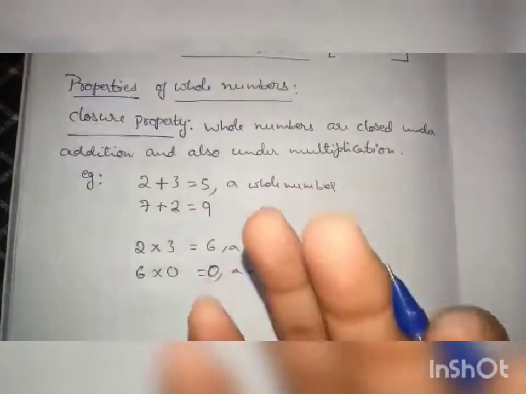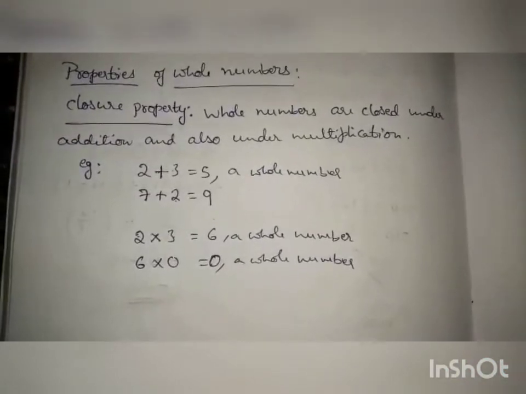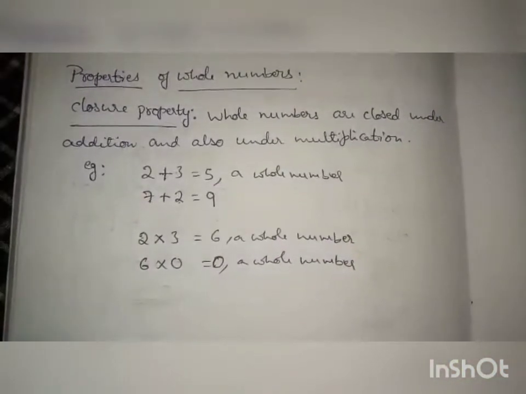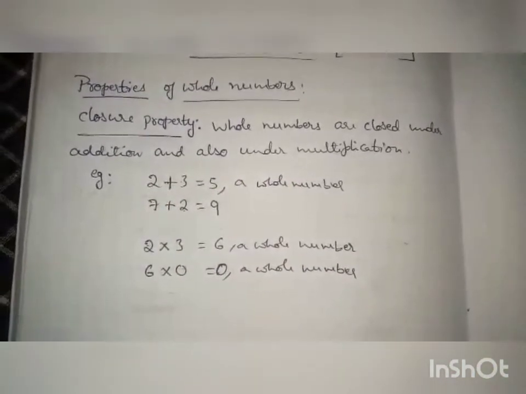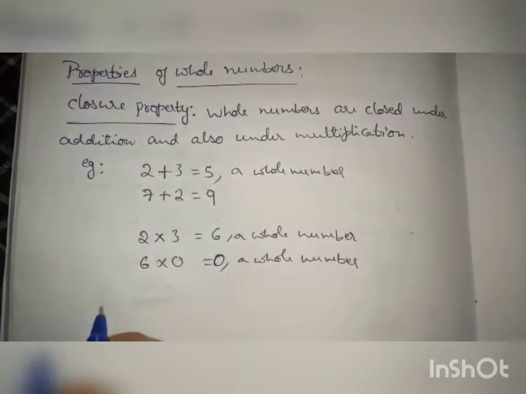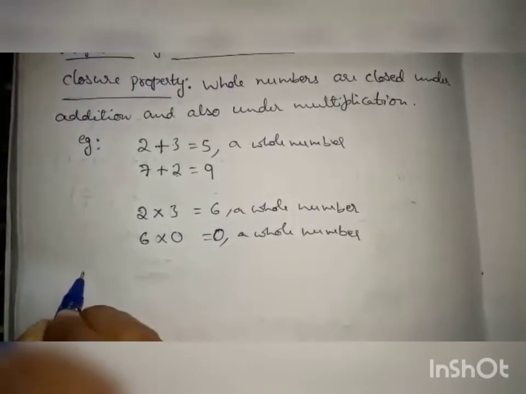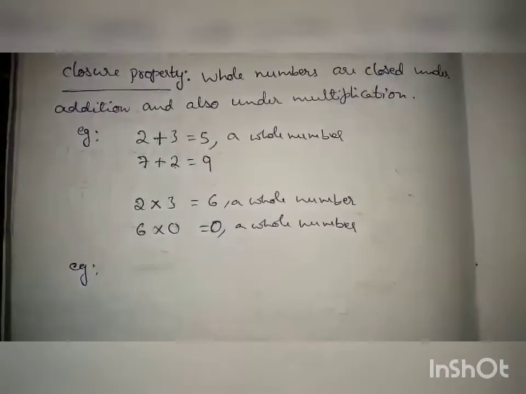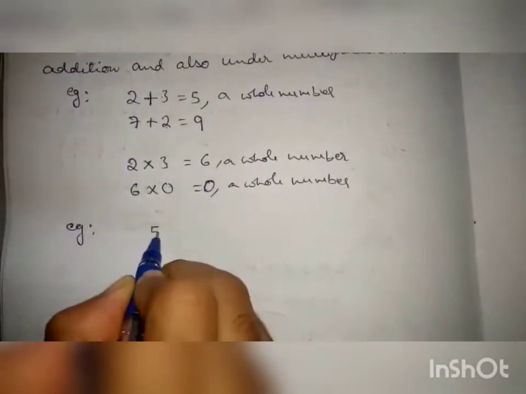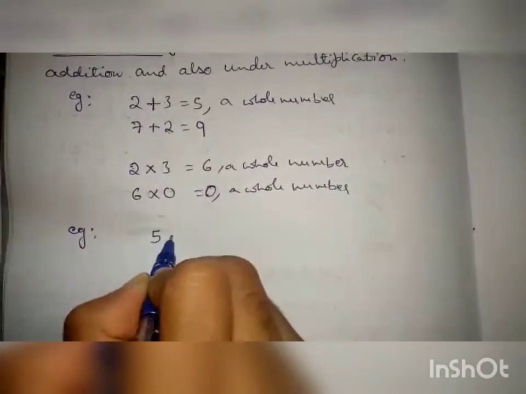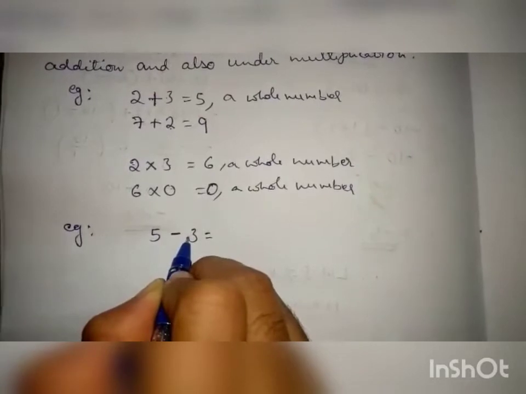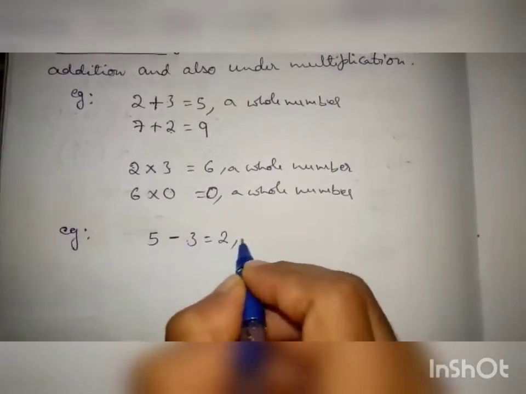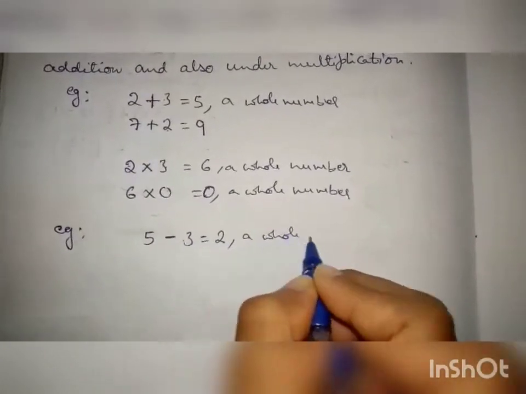So what about subtraction and division? Whole numbers are not closed under subtraction and division. Let me explain with an example. If you take 5, a whole number, minus 3. 5 minus 3 is how much? 2. Yes, this is a whole number.